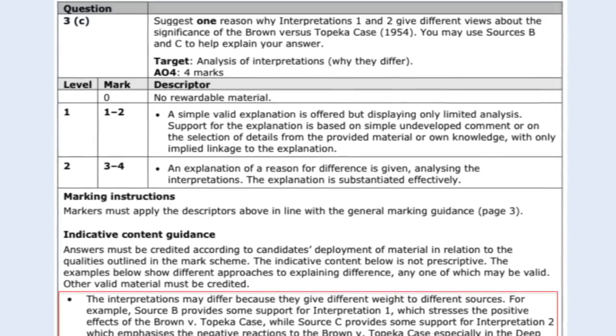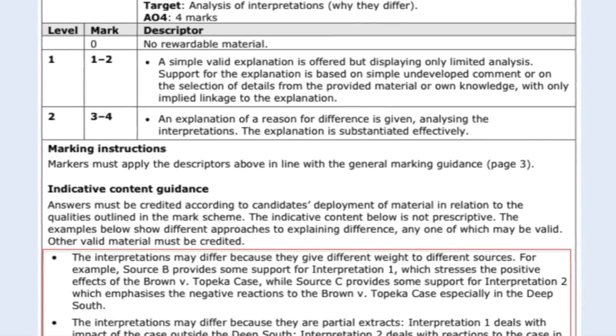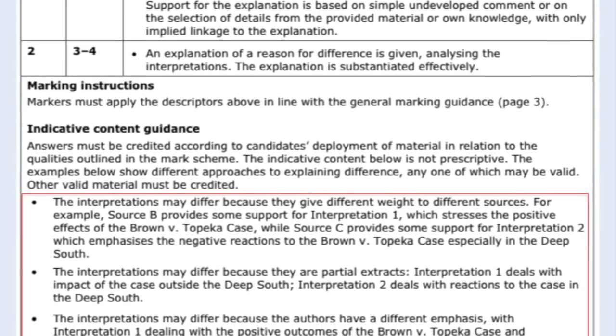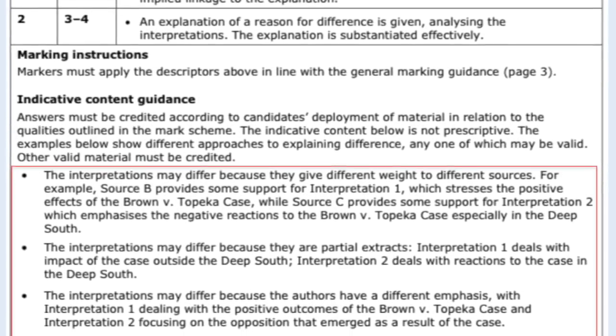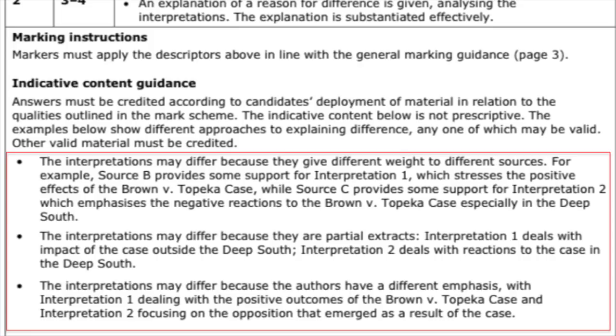On to the most ludicrous exam question I've ever seen, because it requires zero thought from you. It just requires you to memorise this. So you can see there's the examples. You either say the interpretations might be different because they give different weight to different sources. They might be different because they are only partial extracts. So if you'd read the whole book, it might actually say similar things.